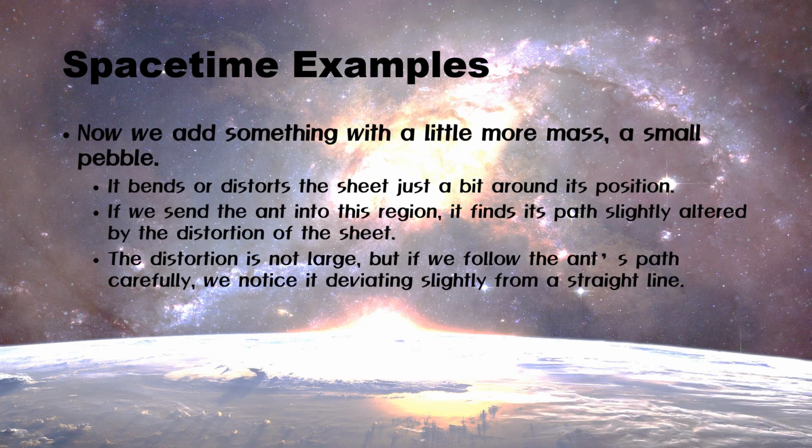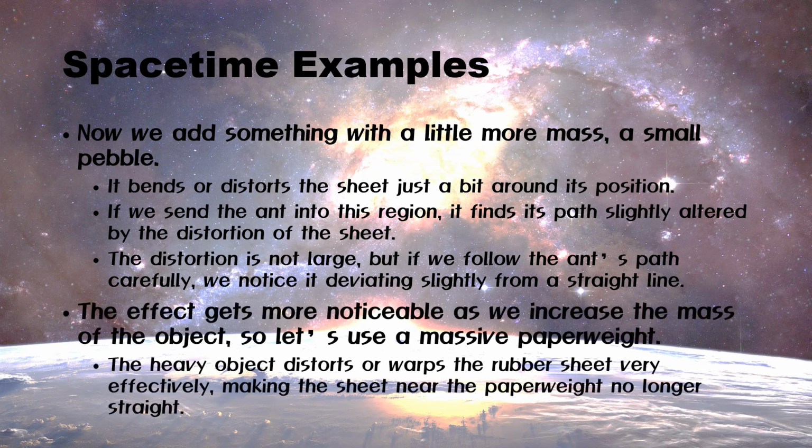Now let's add something with a little more mass, let's say a small pebble. Well, this pebble is going to bend or distort the sheet just a little bit around its position. And if we send the ant to the region, it finds its path slightly altered by the distortion of the sheet. Now this distortion is not very large, but if we follow the ant's path carefully, we will notice it's slightly deviating from a straight line. Now this effect does get more noticeable as we increase the mass of the object.